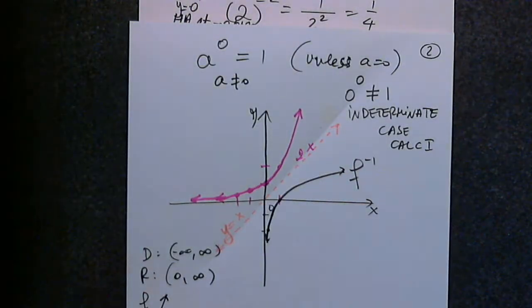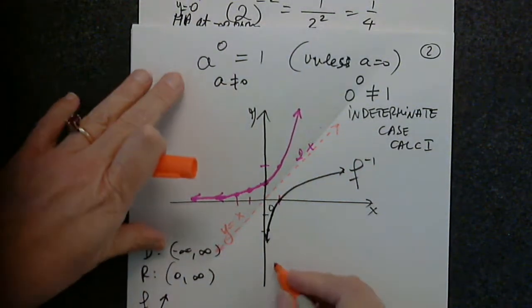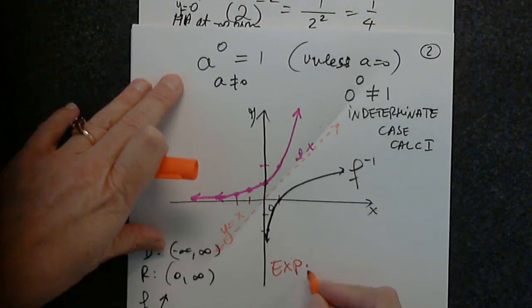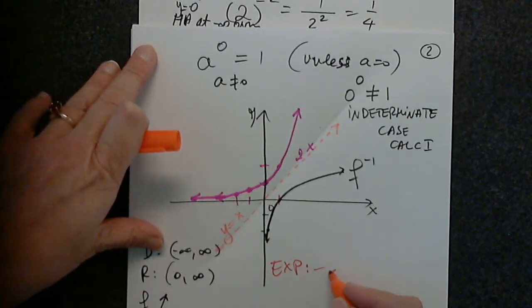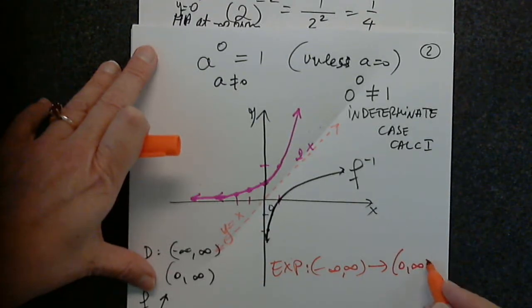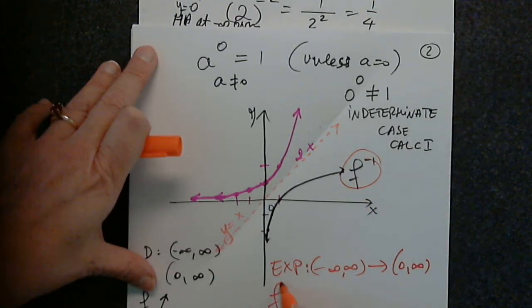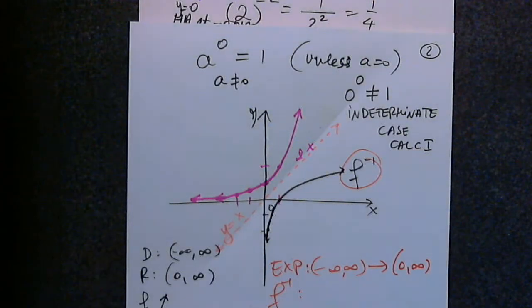So here's a question now. The exponential function, you already told me, is defined on all real numbers and has range 0 to infinity. What about this function, f inverse? What is its domain? Of course, we know this. We know how the inverse function and the function work.